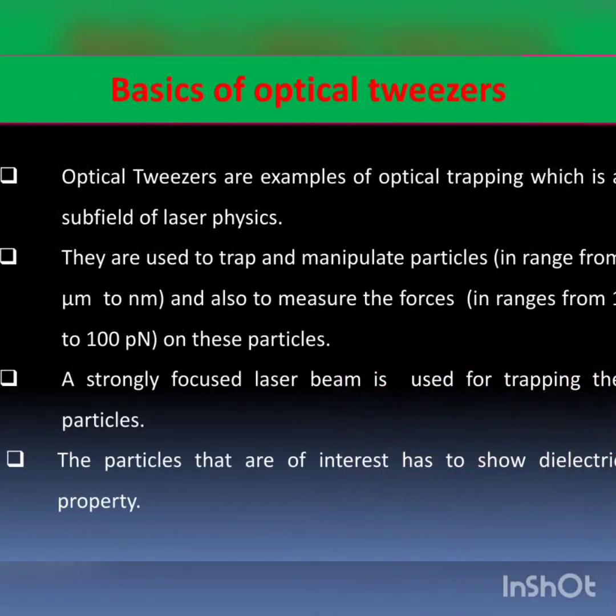Next, the basics of optical tweezers. Optical tweezers are an example of optical trapping, which is a subfield of laser physics. They are used to trap and manipulate particles in the range of some micrometers to nanometers, and also to measure forces. A strongly focused laser beam is used for trapping the particles, which show dielectric properties.